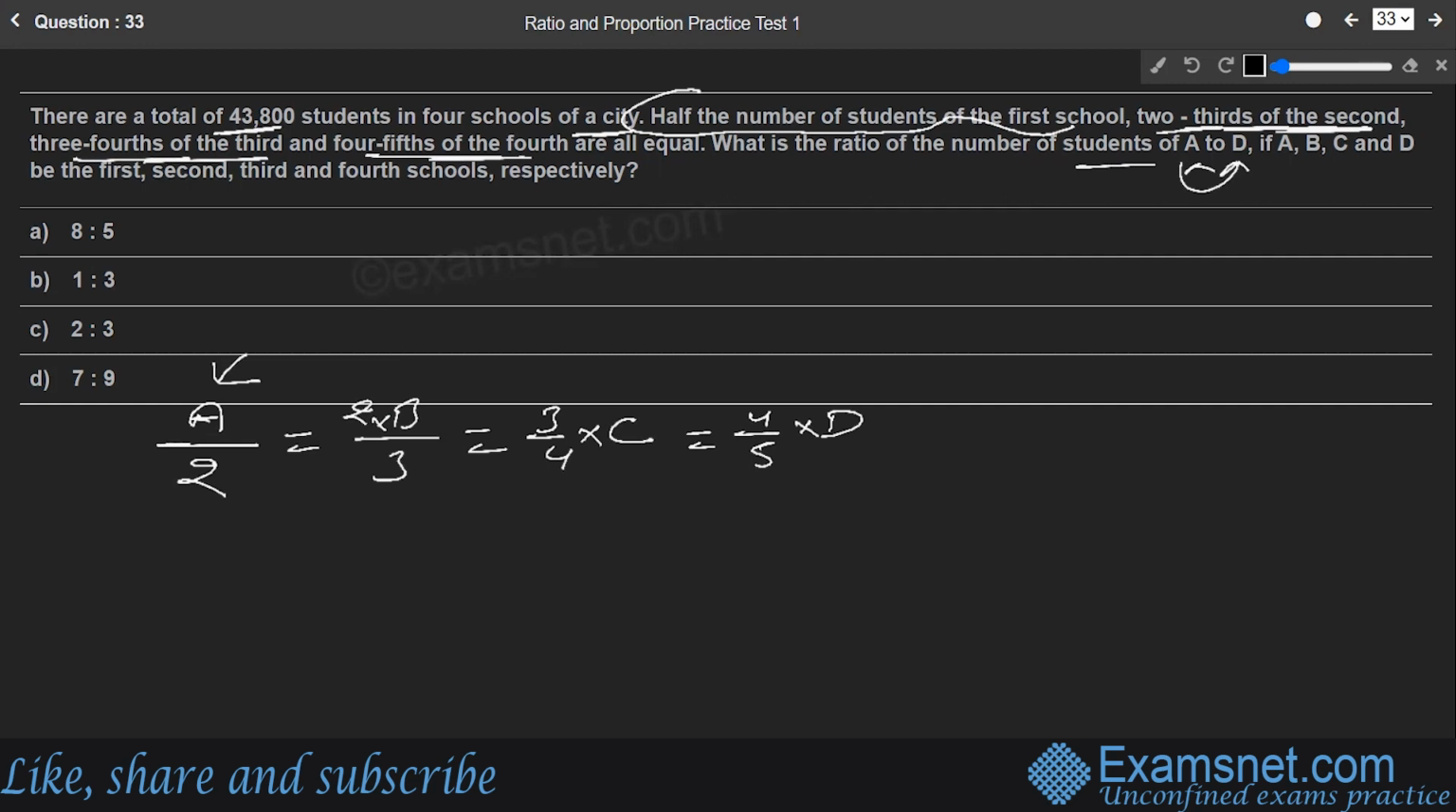A by 2 is equal to 2 by 3, B is equal to 3 by 4, C is equal to 4 by 5 of D. Now we have to convert these into a single expression so that we can relate that with the total number of students given. So let's say all of them are equal to K.